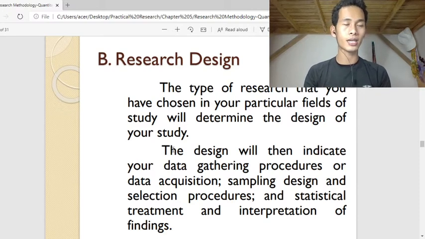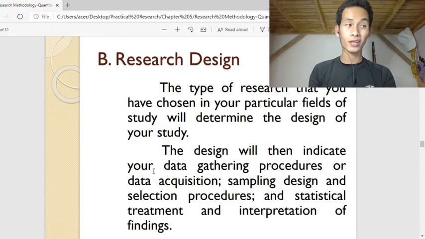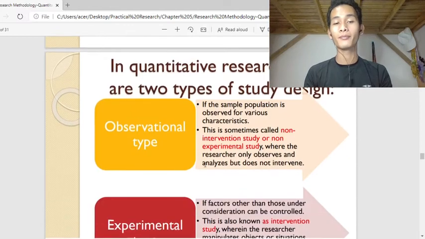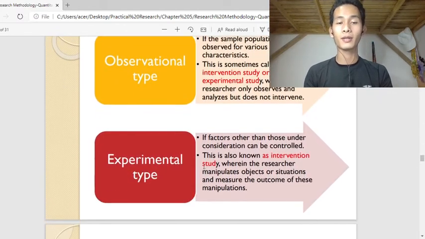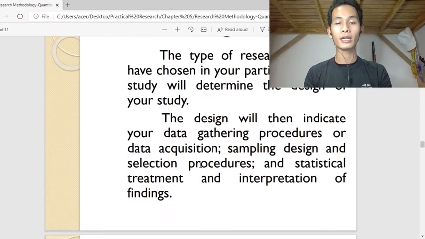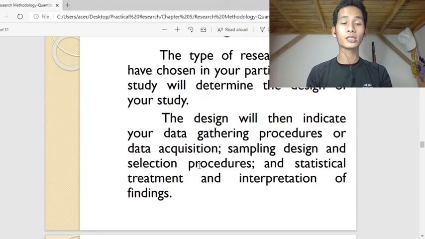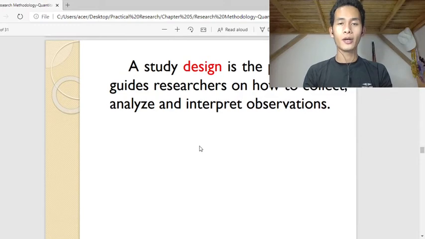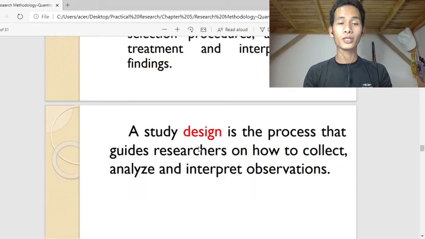So, what is this research design? You have two, di ba? You're going to know whether it's a quantitative or qualitative research design, whether it is correlational, experimental, and many more. So the design will indicate, di ba, how the data will be gathered, how data will be acquired, what will be the sampling design, what will be the sampling and selection procedure, and what are the statistical treatment or tools to be used. Now, that was research design.